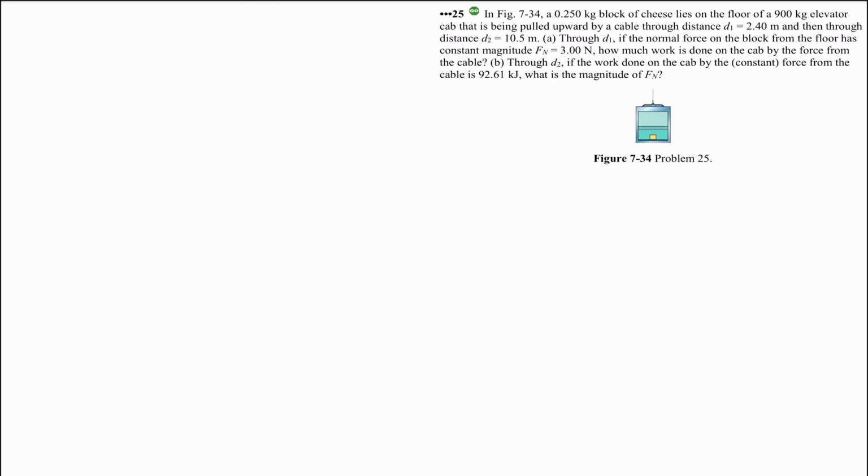Okay, so this might be a little bit cryptic. Notice we're told that the normal force on the cheese, that is the force with which the floor pushes the cheese up. So let's say this is the base of the elevator cab, and here's the cheese. We're told that the force with which the floor pushes the cheese up is 3.00 newtons, and it's a constant 3.0 newtons. Okay, what we're asked to find, however, is the work done by the cable.